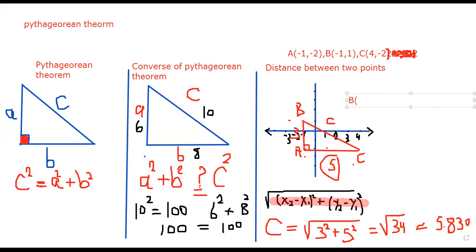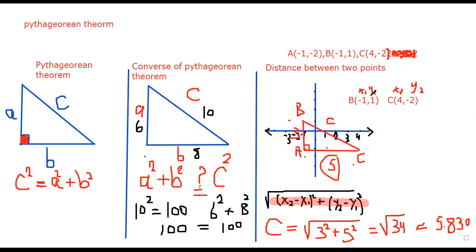Then B, what are the coordinates for B? Negative 1 and 1. Okay, what's C? 4 and negative 2. Okay, 4 and negative 2. Then we will label the points. We will write x1, y1 and x2, y2, right? So it will be x1, y1, and then x2, y2.